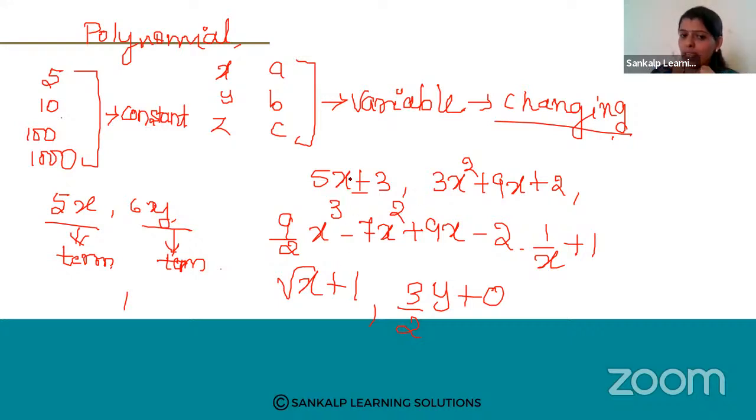Okay. Yes. So here, variable power. What is the variable power here? 5x plus 3 is there. So variable power is 1. Here, 3x square plus 9x plus 2 is there. Therefore, variable power is 2 here. Here, 1. Right? Next, here, variable power is 3. X is a variable. Variable power is 2. And 9x is a variable. Therefore, variable power is 1. Right? Okay. Now, there is 1 divided by x.